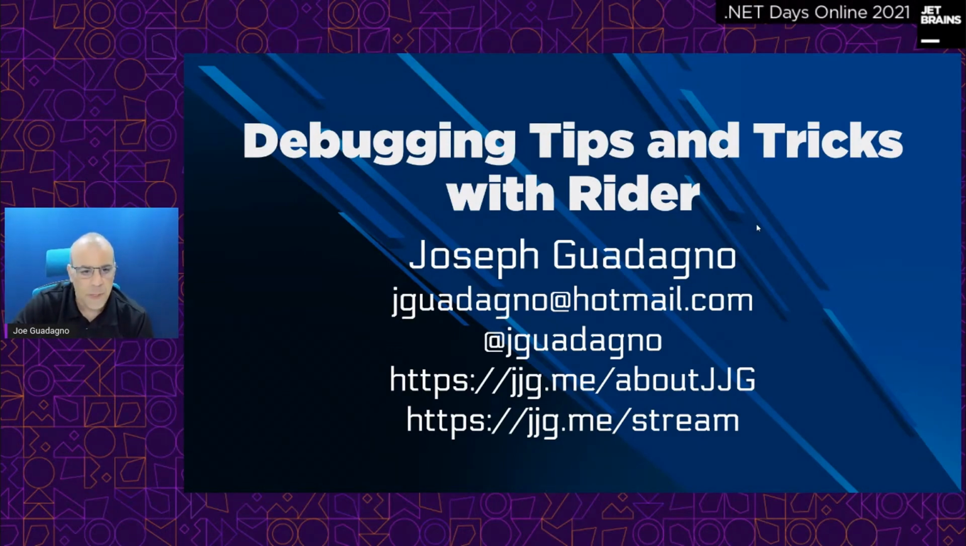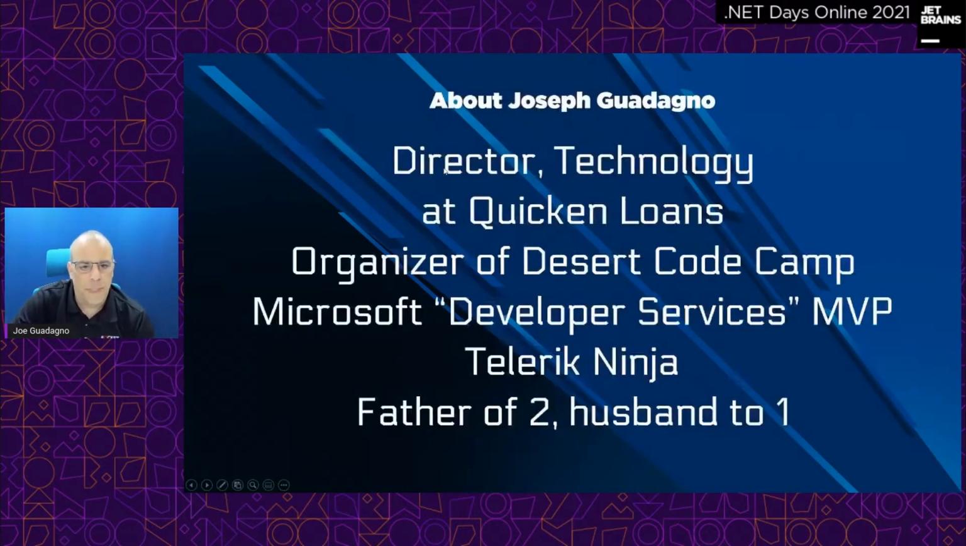So a little bit about me. I am a director of technology at Quicken Loans, hence the shirt right now. I organized a similar conference to this, when we had these in-person events called Desert Code Camp in Phoenix, Arizona. I am a developer services MVP. That just means that I do free training and free consultation for Microsoft and don't get paid for it. But the more important stat is I am a father of 2 and husband to 1.